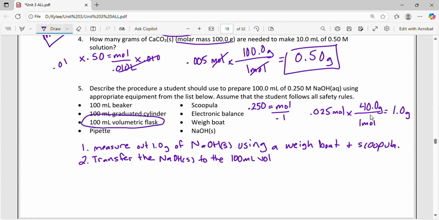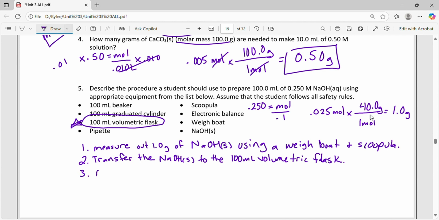We only ever make solutions in volumetric flasks because it is the most accurate. Graduated cylinders are second best. We would never be making a solution in a beaker because they are not accurate at all. If given the option, we should always choose volumetric flask to make our solution.